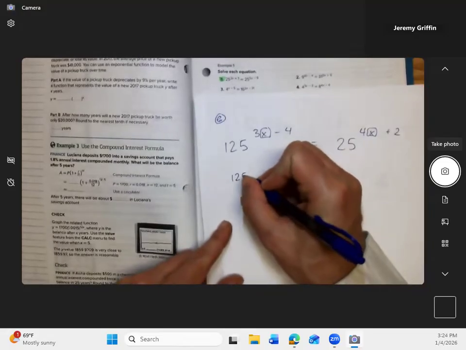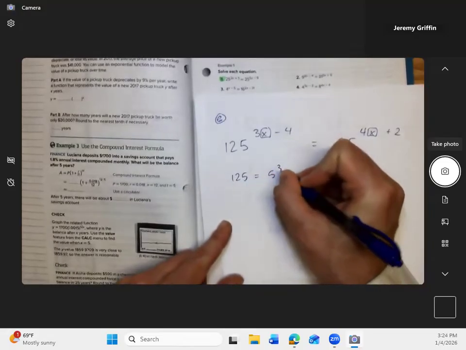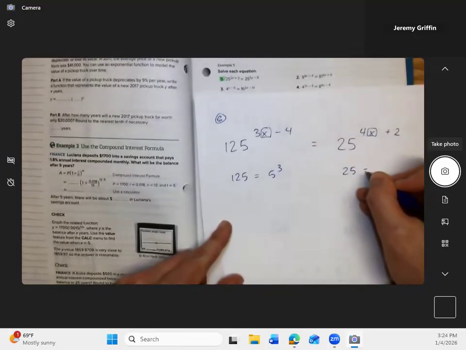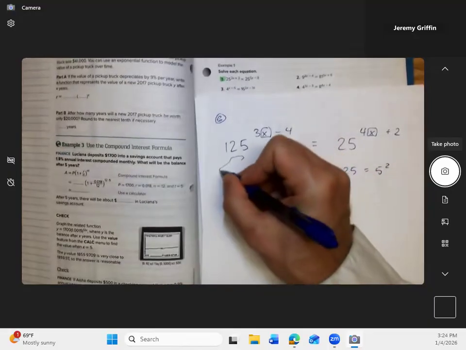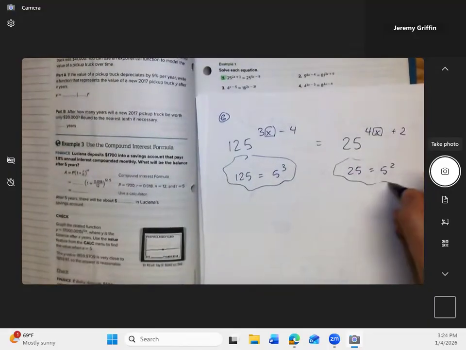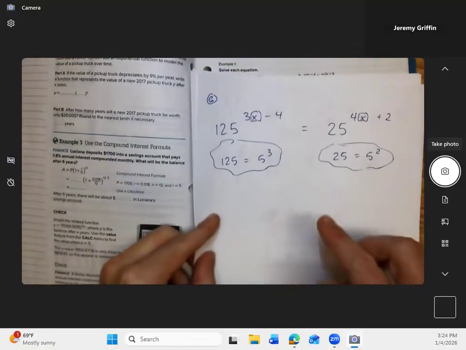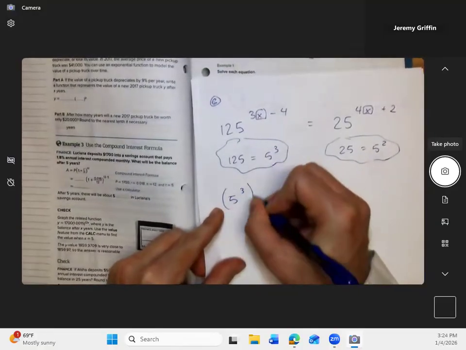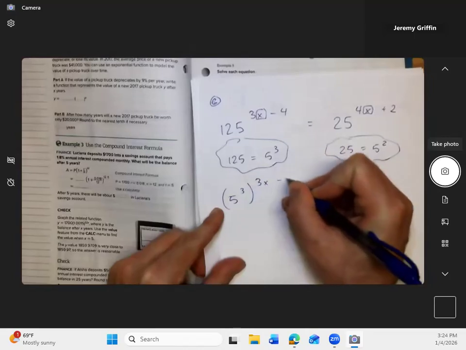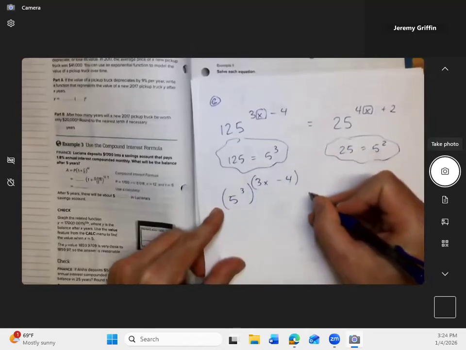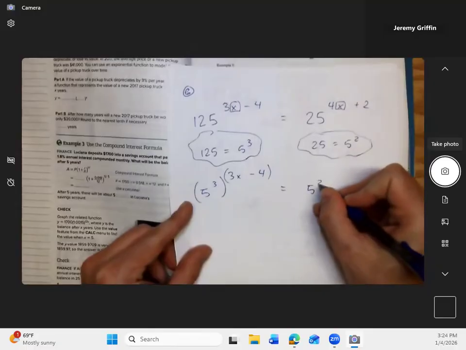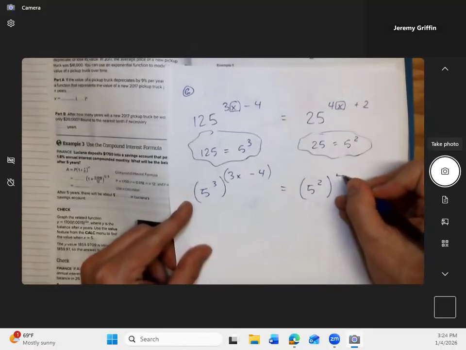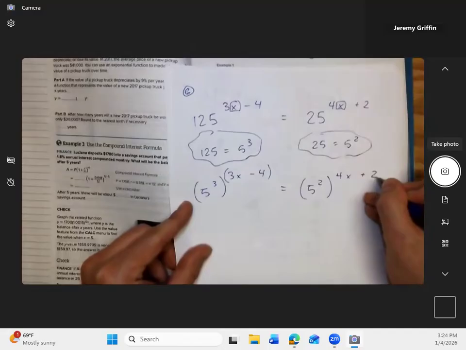So I know 125 is equal to 5 to the 3. I know that 25 is 5 squared. So I'm thinking about this, like, hey, I got a little substitution here. So instead of 125, I'll call it 5 to the 3. That's raised to the 3x minus 4. Okay. And over here, I got 5 squared, and that's raised to the 4x plus 2. Okay.